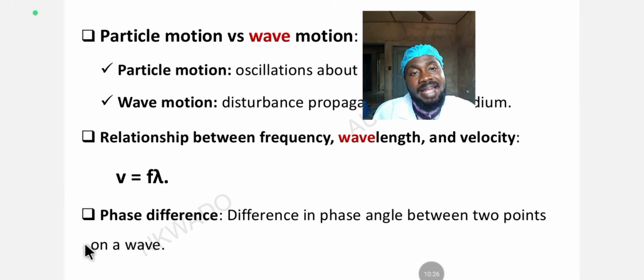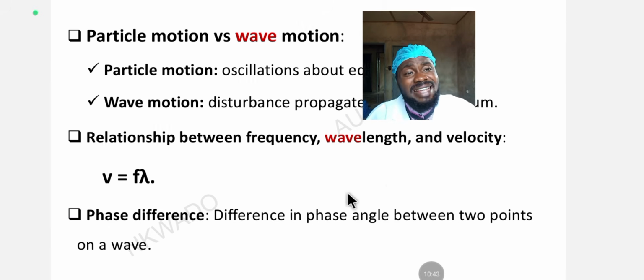Now let's look at the phase difference. What is phase difference? Phase difference is the difference in phase angle between 2 points on a wave. That's as simple as ABCD.